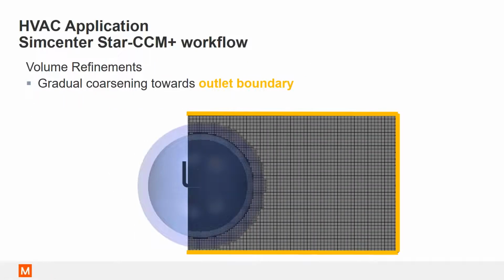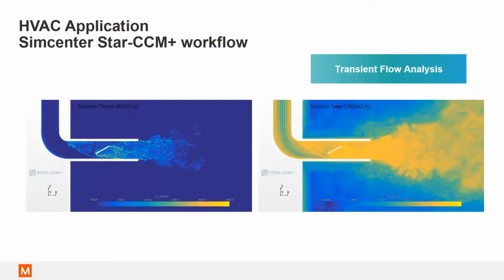Then you apply this for the whole domain. You can apply free stream boundary conditions on the outlet for the flow to pass through, and you can see the gradual coarsening towards the boundaries. Once you've set this up, you run a transient simulation. This is an LES simulation to capture the pressure fluctuations around the duct and the flap.